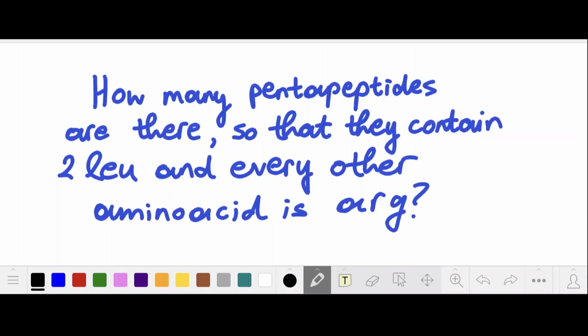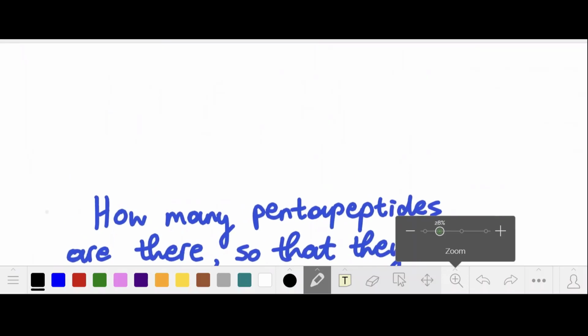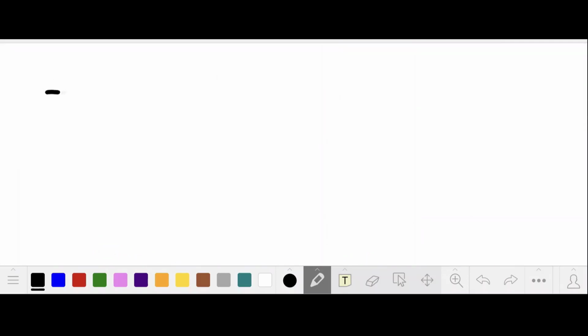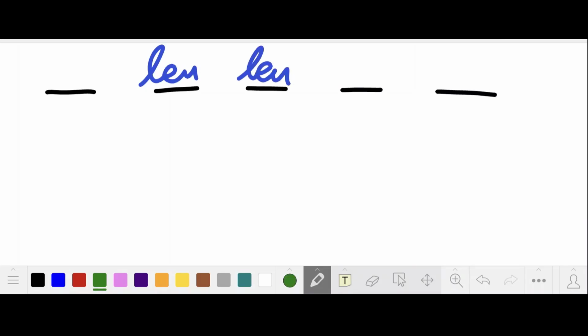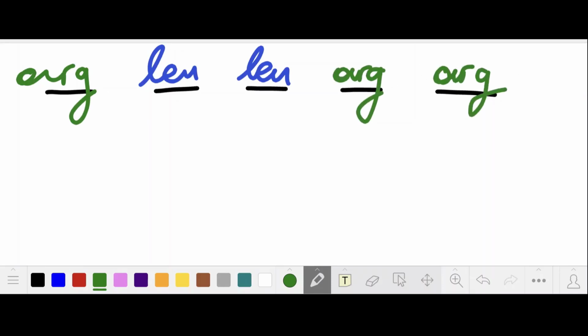So the next question is, how many pentapeptides are there so that they contain 2 leucines as amino acids and so that every other amino acid is arginine? Okay, so we take, for example, the case where the second and the third position are filled with leucine and arginine fills every other position. Now in this example, we must be careful and not take permutations like we did in the previous videos, as if we did, then this pentapeptide would be counted twice. The order that we place the leucines does not matter.